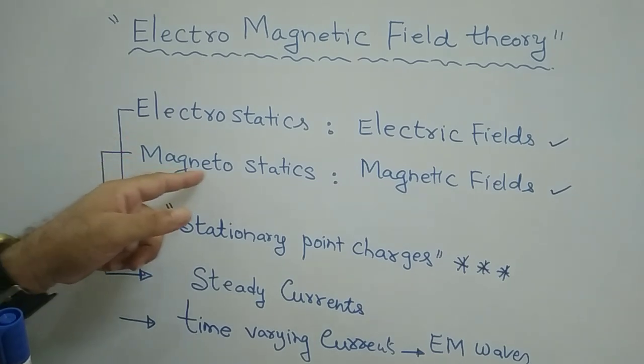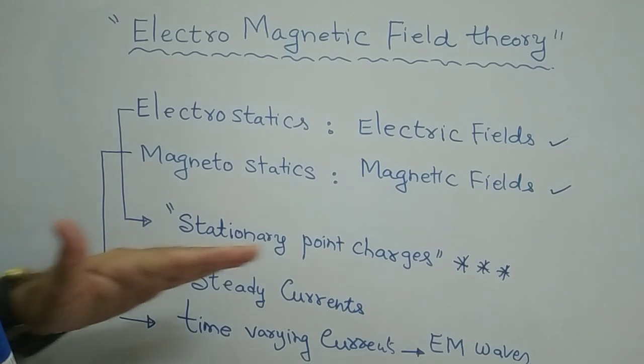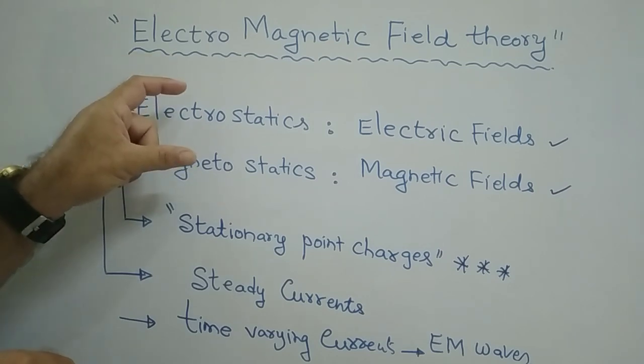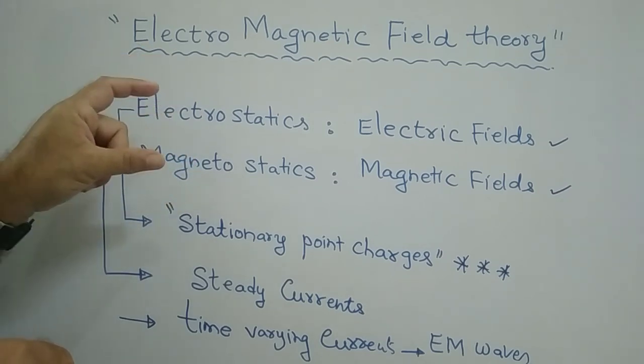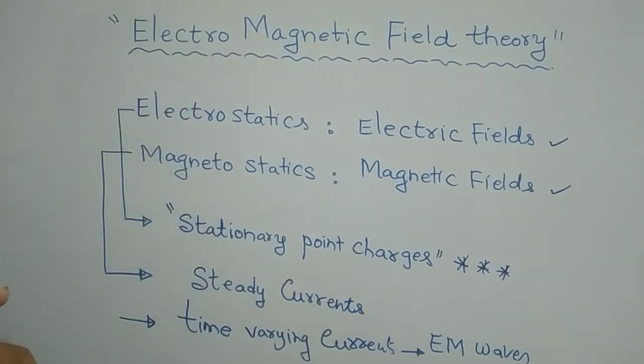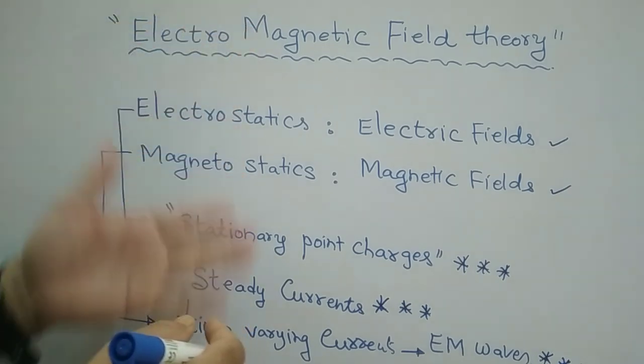As I have discussed, electrostatics describes the stationary point charges only. The second classification is magnetostatics, applicable for steady currents, and then the combination of these two. Electromagnetic waves are applicable for time varying currents. These are the three classifications one should remember. If you note down these three, that itself covers the total subject of electromagnetic field theory.